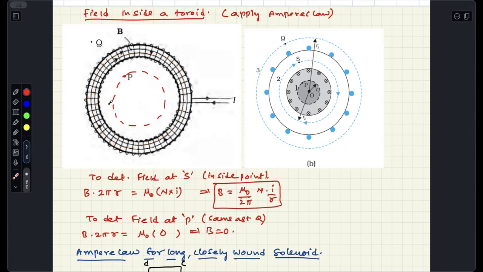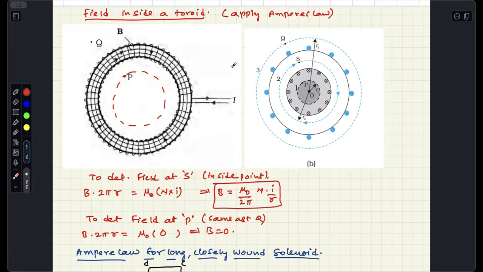Now we will do one thing to determine the field at a point S inside. This is the point S inside. So I will take this as my Amperian loop. B into 2 pi r. Yes, of course, this is the radius r.